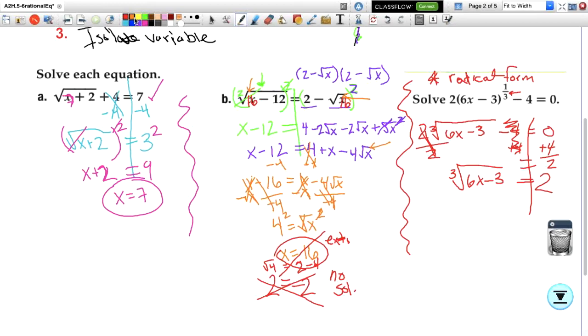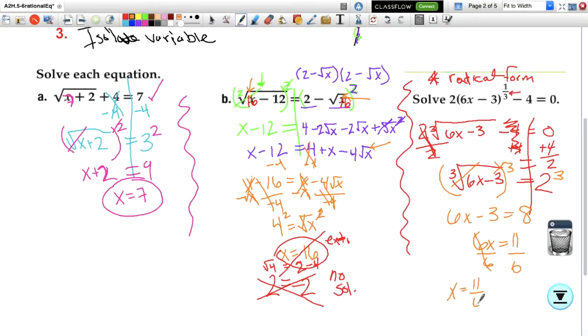Now, because it's in that radical form, it's easy to see, okay, my index is 3, so to cancel out a cube root, I'm going to cube it. I have to do that to both sides. I have 6x minus 3 equals 2 to the third, or 2 times 2 times 2, which is 8. I'm going to add 3. I get 6x equals 8, 9, 10, 11. Divide by 6, divide by 6. And my answer is that x equals 11/6.